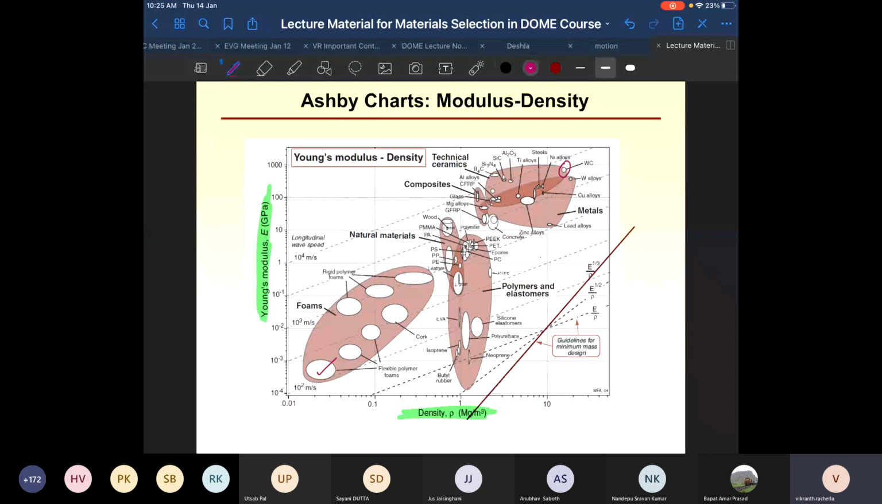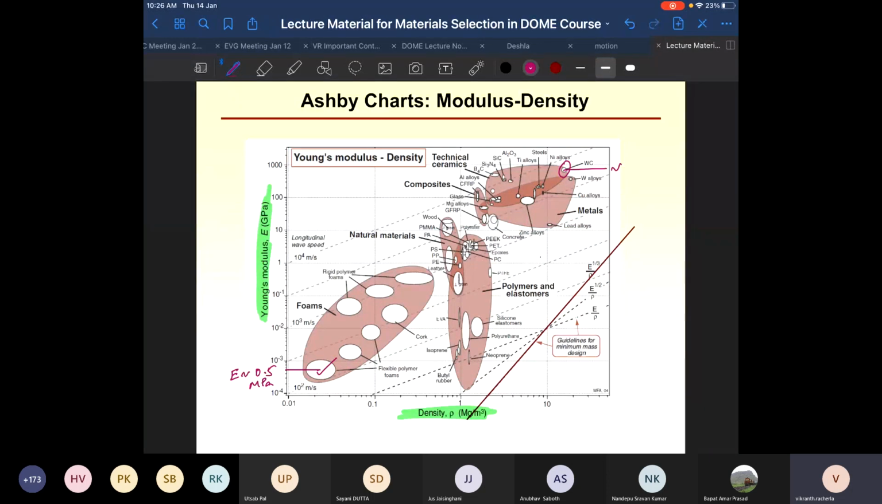What is the value of the modulus for the flexible foam? So if I just go here, what is the value here? 10 to the power minus 3 GPa is how much? 1 MPa. So 10 to the power minus 4 GPa is how much? It is 100 kilopascals, or 0.1 MPa. So this is 0.2, 0.3, 0.4, 0.5 MPa. So E here is about 0.5 MPa for the flexible foam.